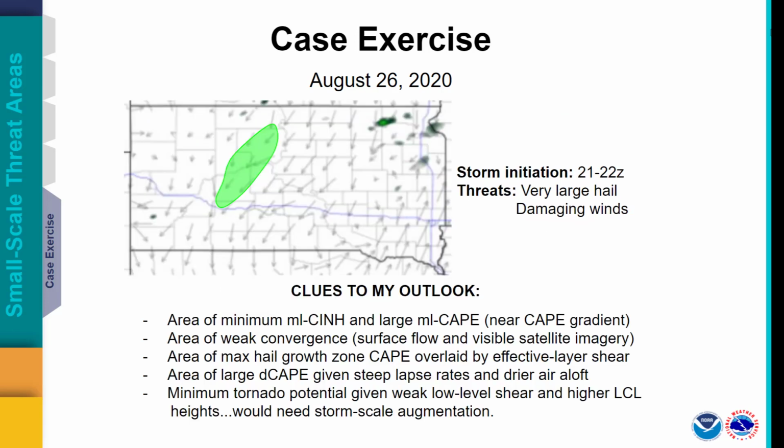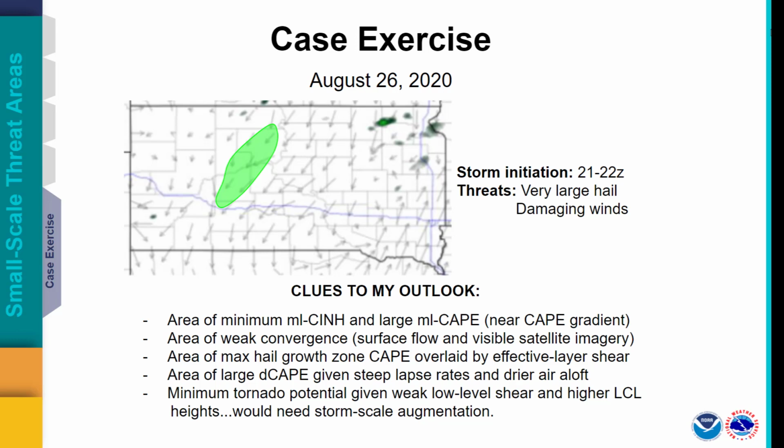There's really only one area I would focus on, and that is along that apparent axis of weak surface convergence within maximum instability overlaid by deep layer shear over west central South Dakota. This was the same area satellite was showing cumulus growing.